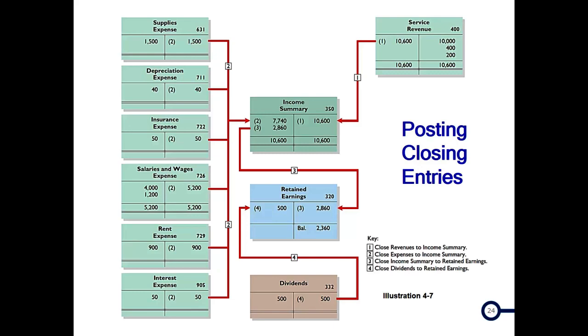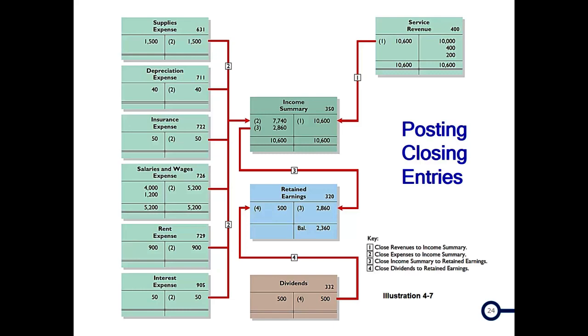Okay? Every debit entry comes with a credit entry, so the credit entry goes to what we call the income summary account. That's what you see here. So there's an increase of 10,600 in the income summary account. We come to that account later.